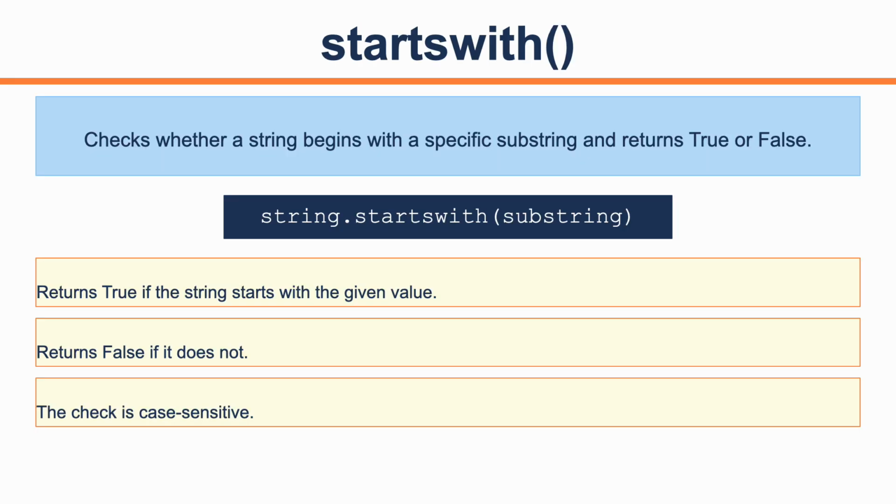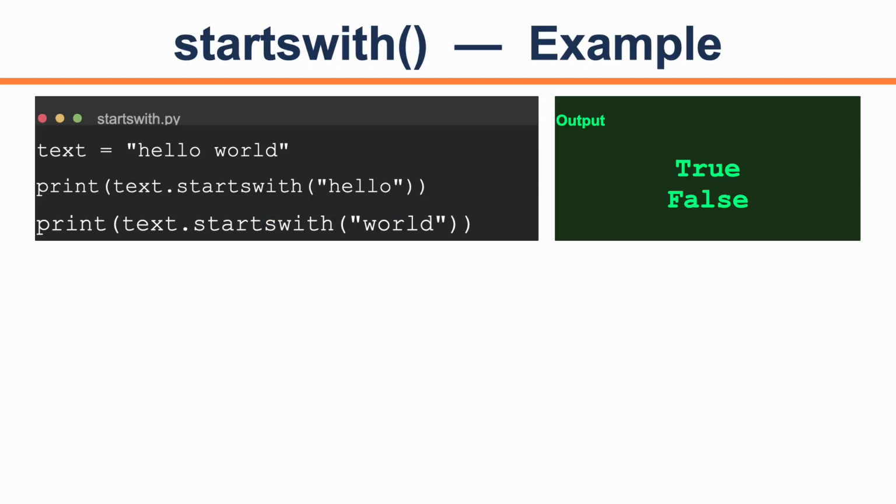The startswith method checks whether a string begins with a specific substring. It returns true if the string starts with that value and false if it does not. Here we store the string hello world in a variable called text. Calling startswith with hello returns true. Calling startswith with world returns false because world is not at the start.